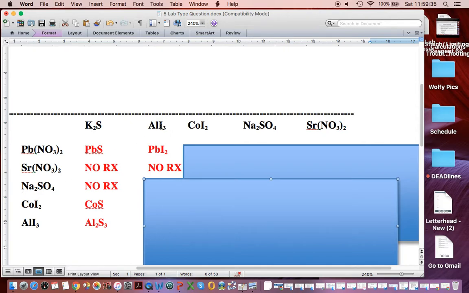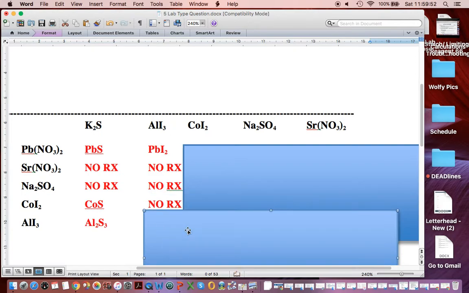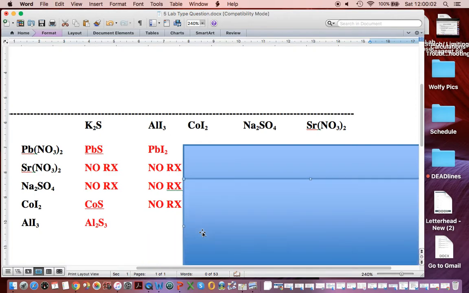Sodium iodide, soluble. Aluminum sulfate, soluble or not? Well, it is soluble, so no reaction. Cobalt iodide. Well, if cobalt iodide is soluble here, it's going to be soluble there. Anytime you have a common ion in this game, in this case iodide, there cannot be a reaction. And then we have aluminum and iodide and aluminum iodide, so it's a blank. We don't even care about that. So we just carry on like so.